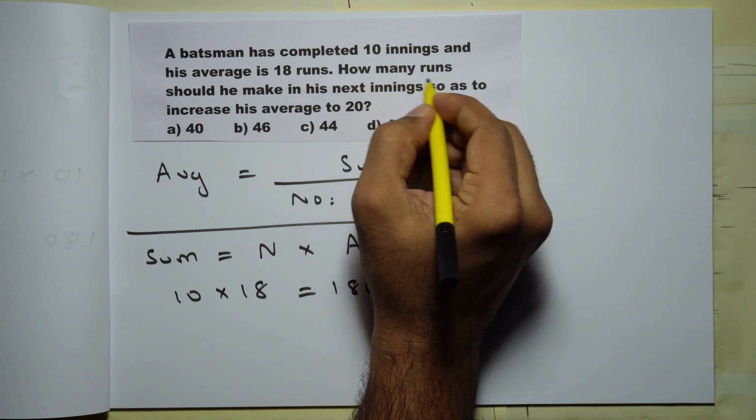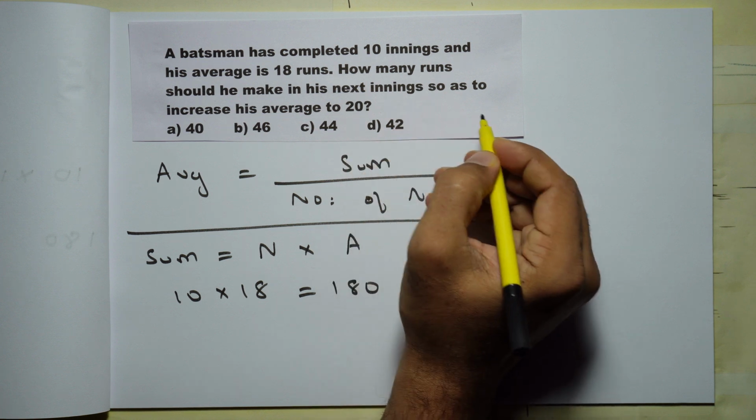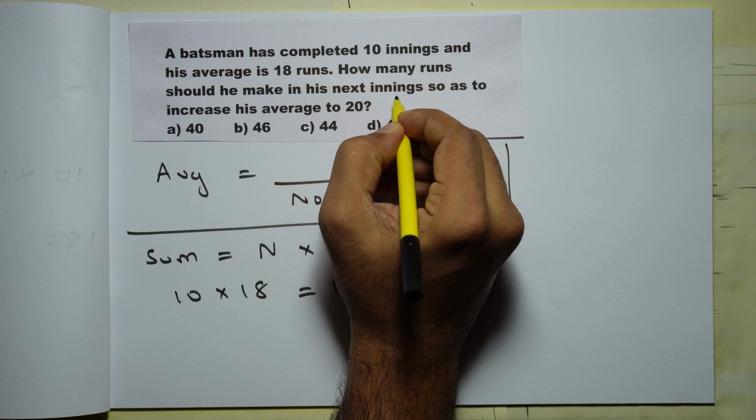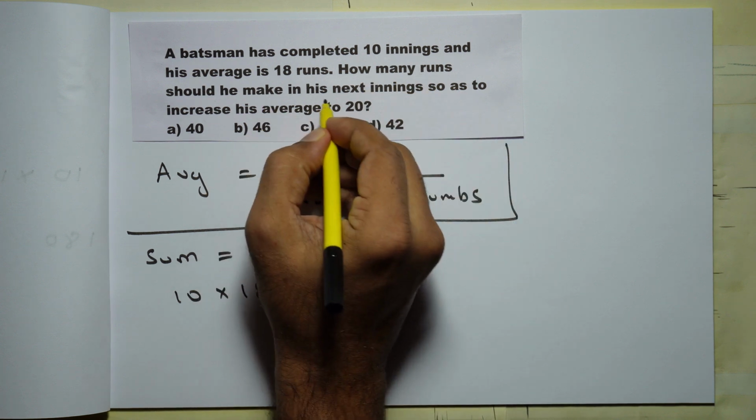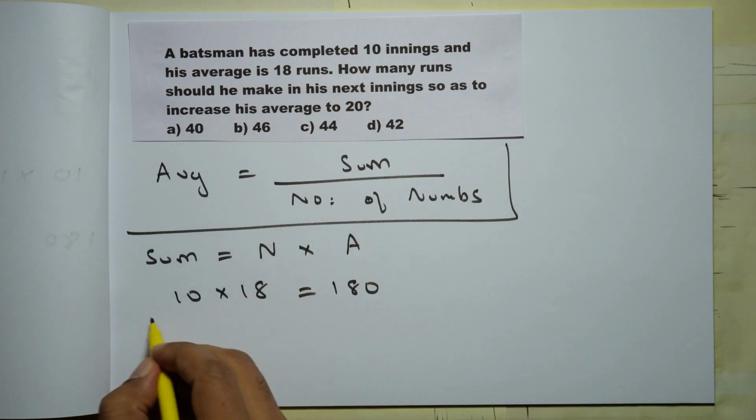Now the question is, how many runs should he make in his next innings? The next innings will be the 11th innings. Initially he has played 10 innings. How many runs should he make in his next innings so as to increase his average to 20?